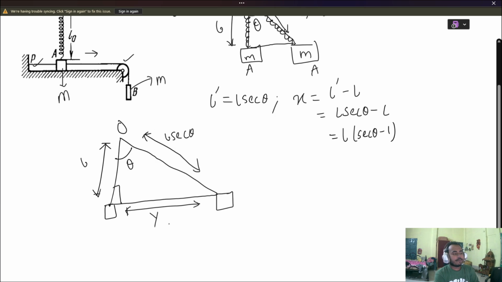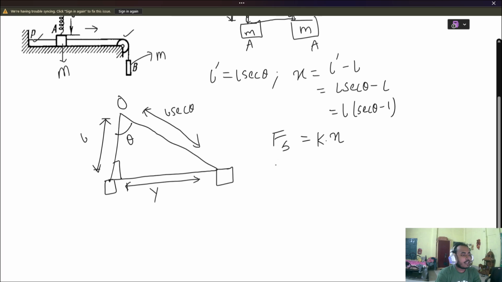Now, what is y? We can find y because you can see that tan theta should be equal to perpendicular by base. That is one way to find y. We are going to get into that part later on. But we need this x because the force of the spring, let's call it Fs, is equal to k into x, where x is the extension of the spring.